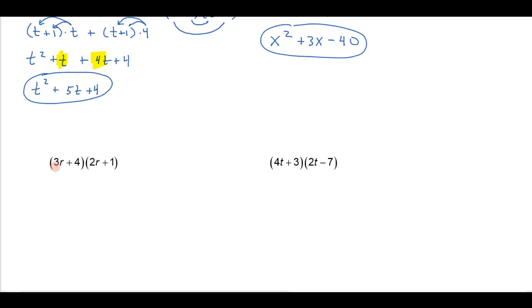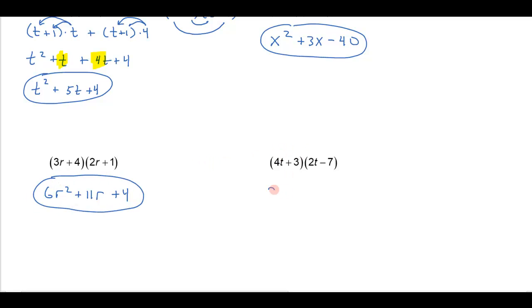I got these two. I'd multiply the first. That'd give me 6r squared. The outers are 3r. The inners are 8r. 3 and 8 make 11, so that's 11r. And then the last one's 4 times 1 is 4, and you've done it. Draw a circle around it, move on to the next one.